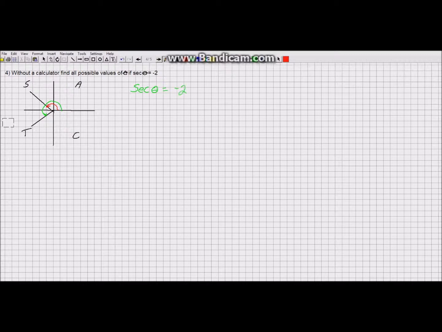The secant of theta equals negative 2. Therefore, secant's 1 over cosine theta, so the cosine of theta has to be equal to negative 1/2. When I draw my triangles, I look for the triangles that give me 1/2. And of course, that's the 30, 60, 90, where the side opposite 30 is 1/2. And I can orient that triangle two different ways.